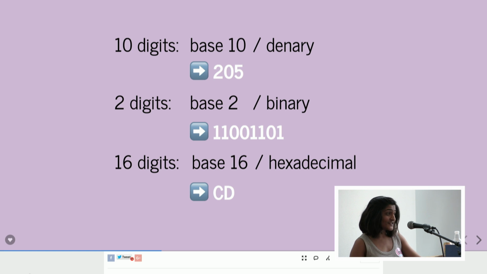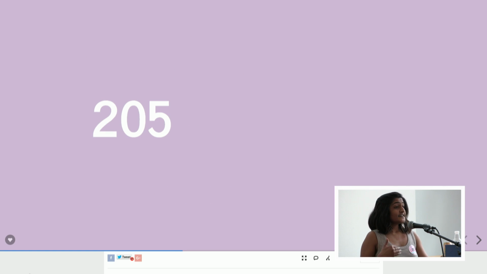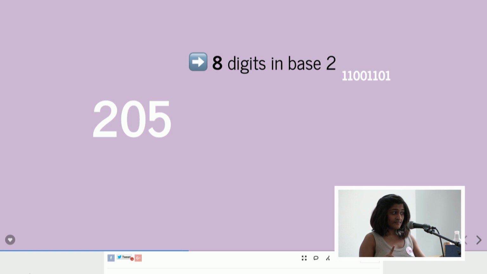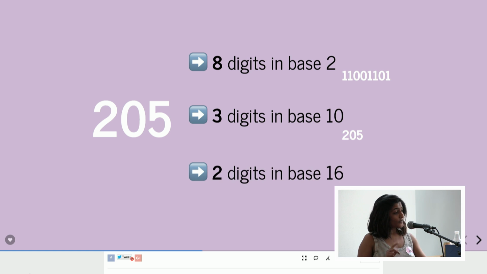205 in hex is CD. Really, I promise you. I'm not kidding. I looked it up because I didn't want to be wrong about this. 205 in hexadecimal is CD. So now we know 3 different ways of representing one thing. In base 2, we need 8 digits to represent 205. In base 10, we need 3 digits. And in base 16, we need just 2 digits.